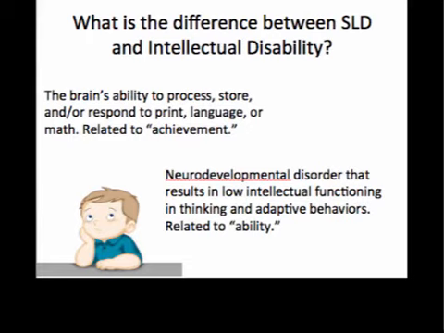An intellectual disability is a neurodevelopmental disorder that results in low intellectual functioning in thinking and adaptive behaviors, and it's related to a person's ability. So I want you guys just to be really clear about these two concepts.